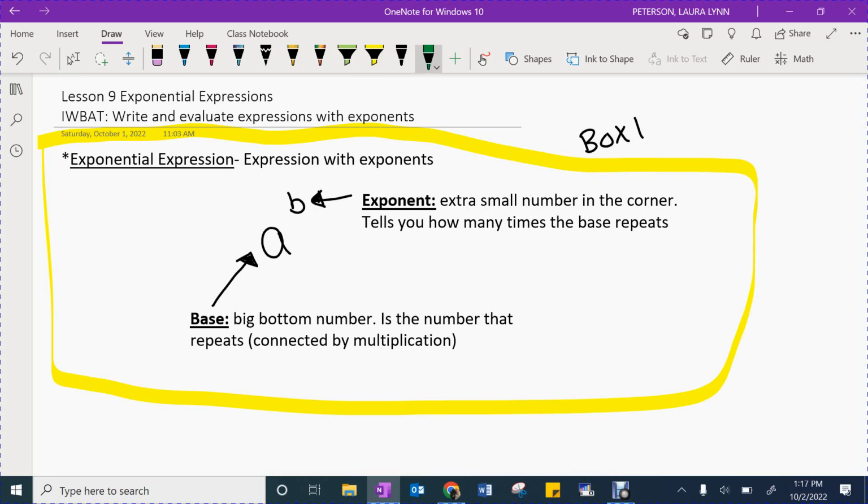Let's start with your title. Your title across the top of your piece of paper should say Lesson 9, Exponential Expressions. It's a big word, exponential expressions.